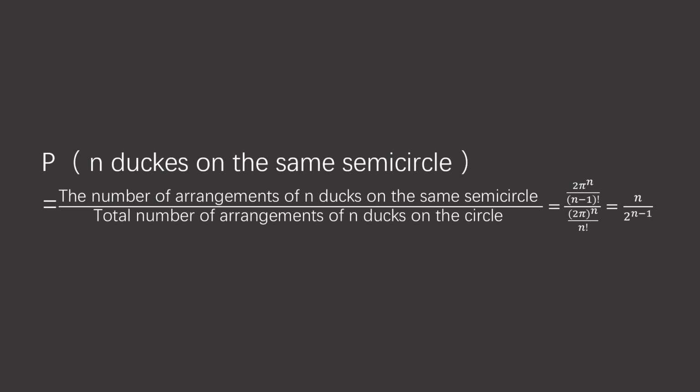The probability that n ducks can be in the same semicircle is the positions they can be placed on in the same semicircle over all the positions, which is n over 2 to the power of n minus 1.